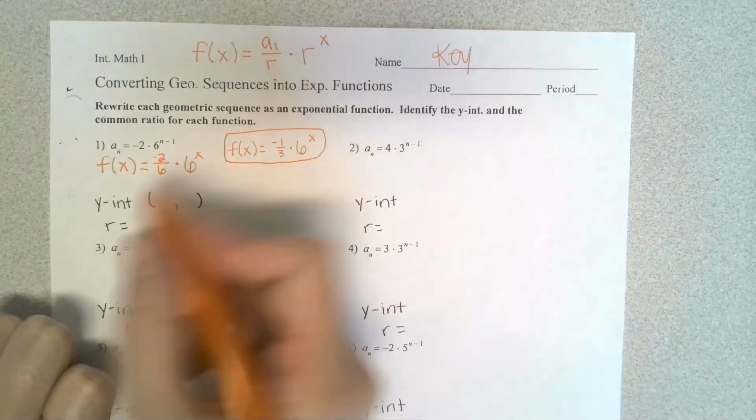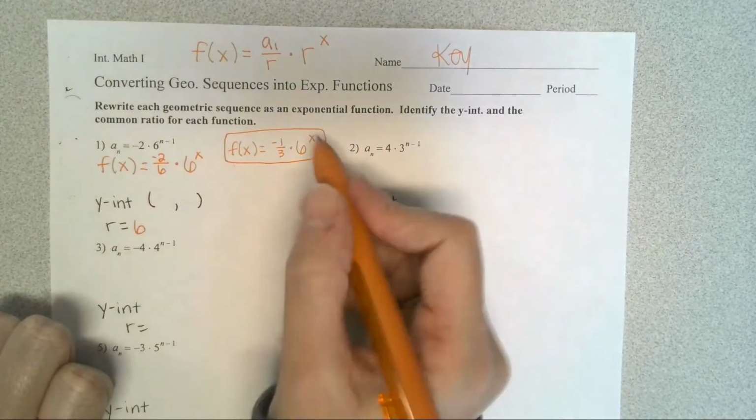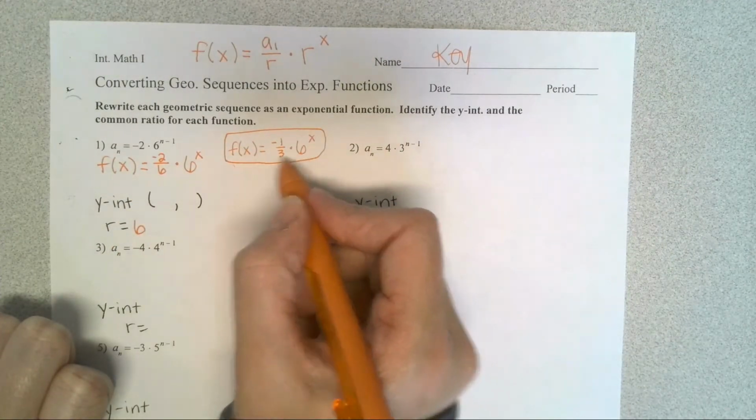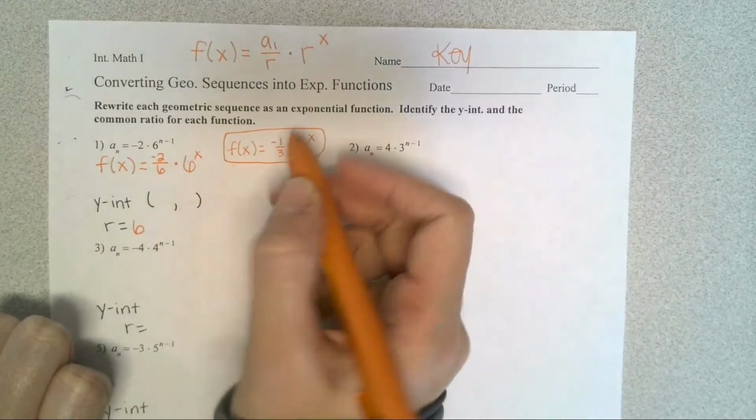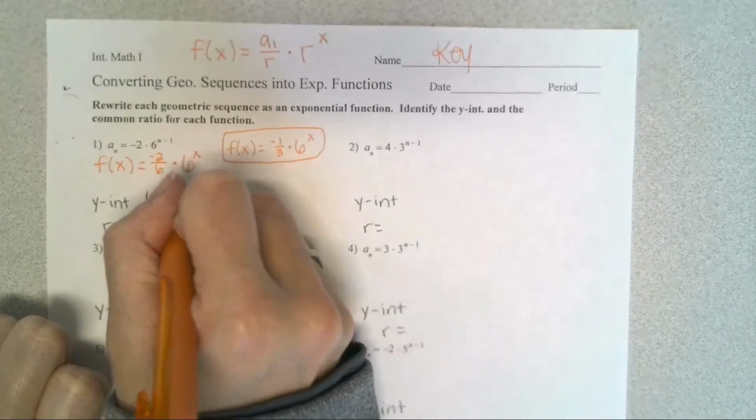You know that the common ratio is the base that's attached to x, so that's 6. My y-intercept is negative 1 over 3, so it's 0, negative 1/3.